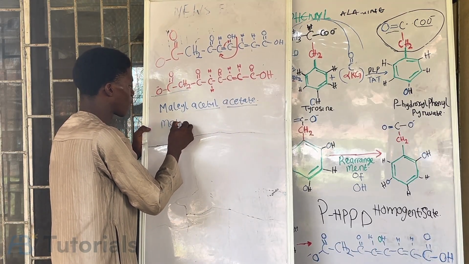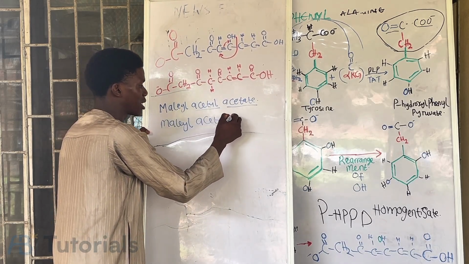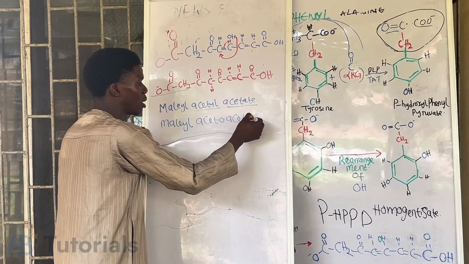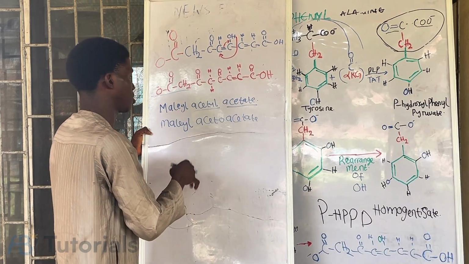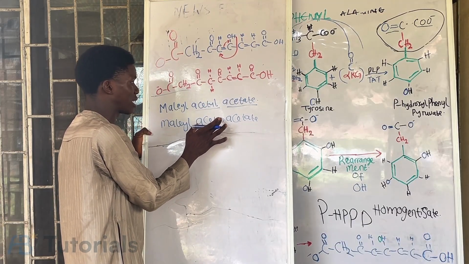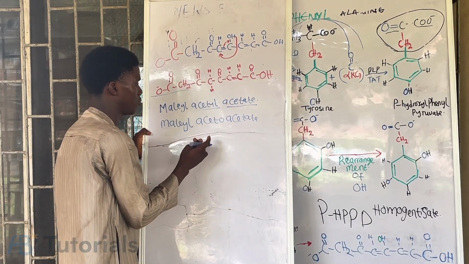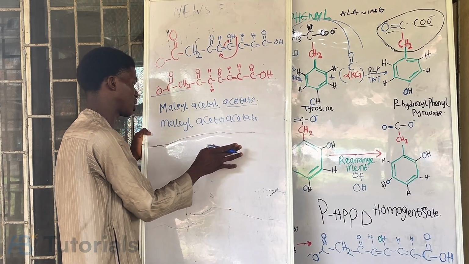So don't forget this mallyl acetyl acetate, but the correct name to give this one is mallyl aceto. Please call your acetyl aceto, because that is how it is being named. The acetyl is still aceto, from the structure they have the same structure, they are still the same thing. So just call it aceto, probably because it is found somewhere in the middle, maybe. So we have mallyl aceto acetate, and I hope you understand that.